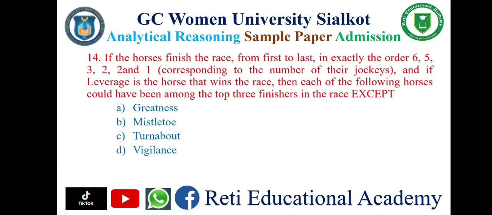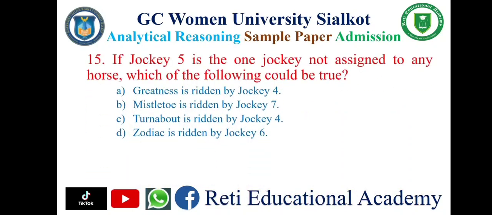Question number 14. If the horses finished the race from first to last in exactly the order 6, 5, 3, 2, 2, 1, corresponding to the numbers of their jockeys, and if Livers is the horse that wins the race, then each of the following horses could have been among the top 3 finishers in the race except A. Greatness, B. Mr. C. Turnabout, D. Vigilance, and the correct answer is B. Mr.